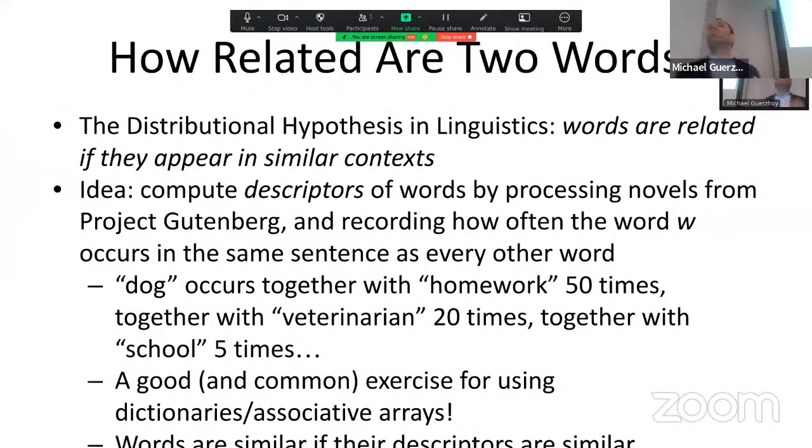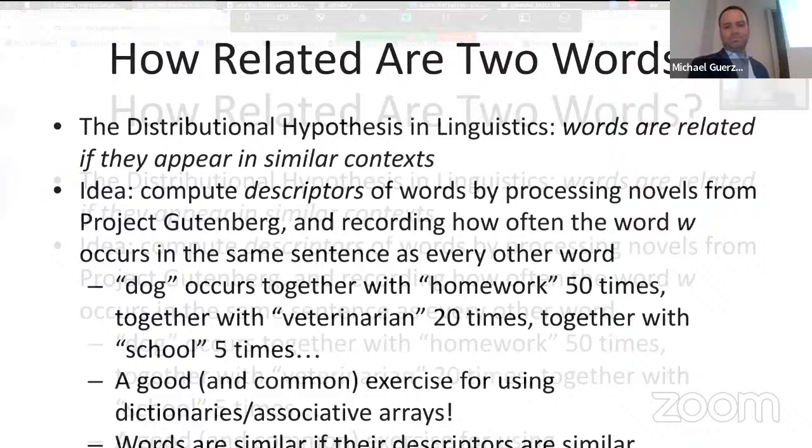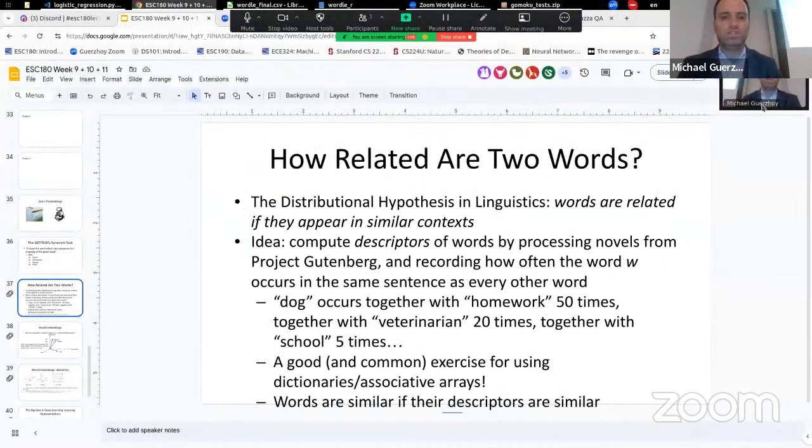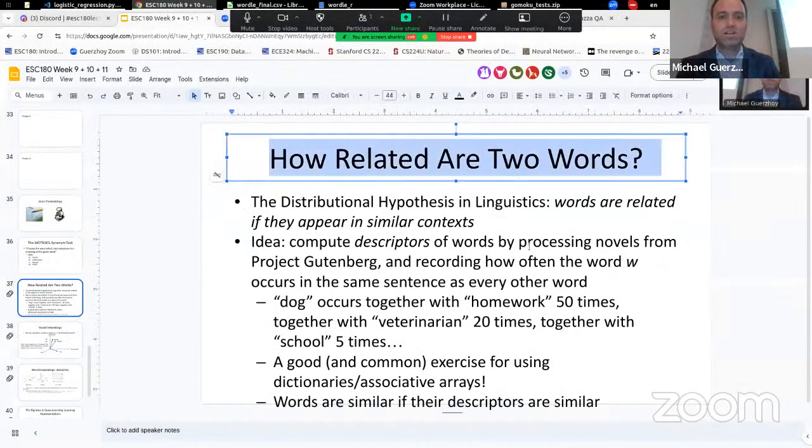And you can, of course, solve this task just with a thesaurus, right? That's what a thesaurus is. But what we want to do, what's going on here?